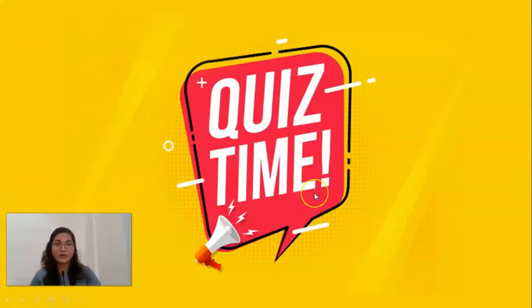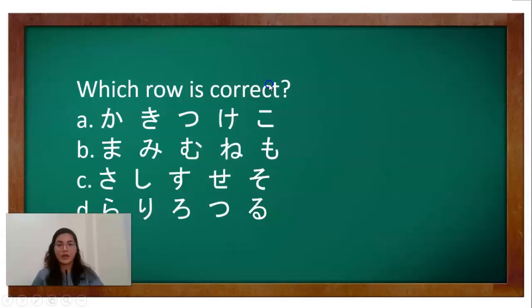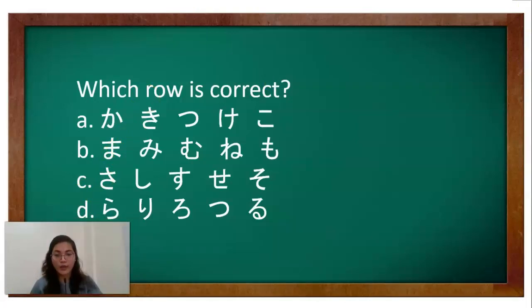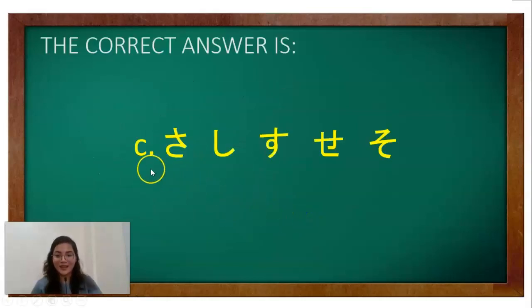Okay, and now let's do the quiz time. Here's the question. Which row is correct? Is it A, B, C, or D? Okay, and the correct answer is letter C. It is sa, shi, su, se, so.